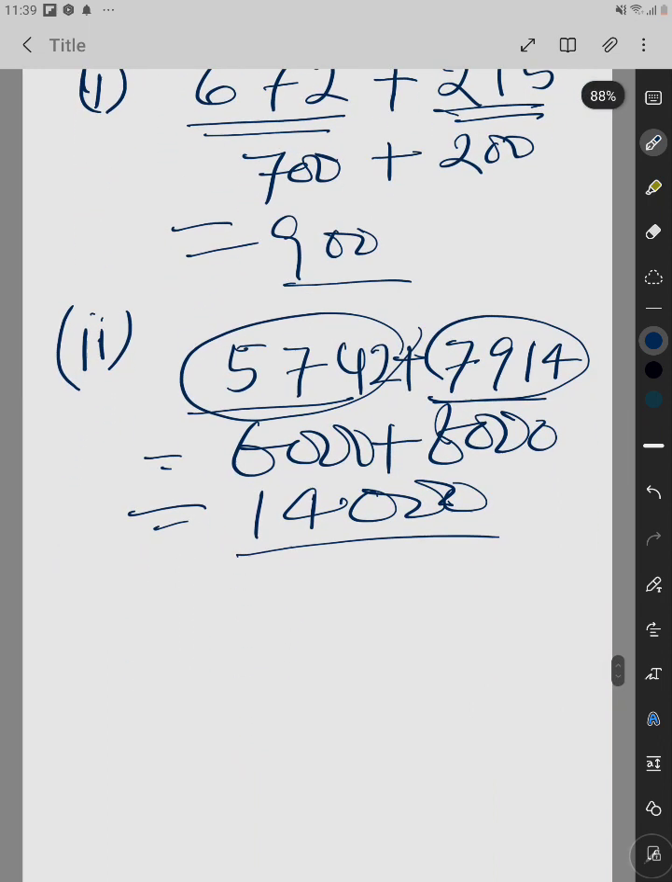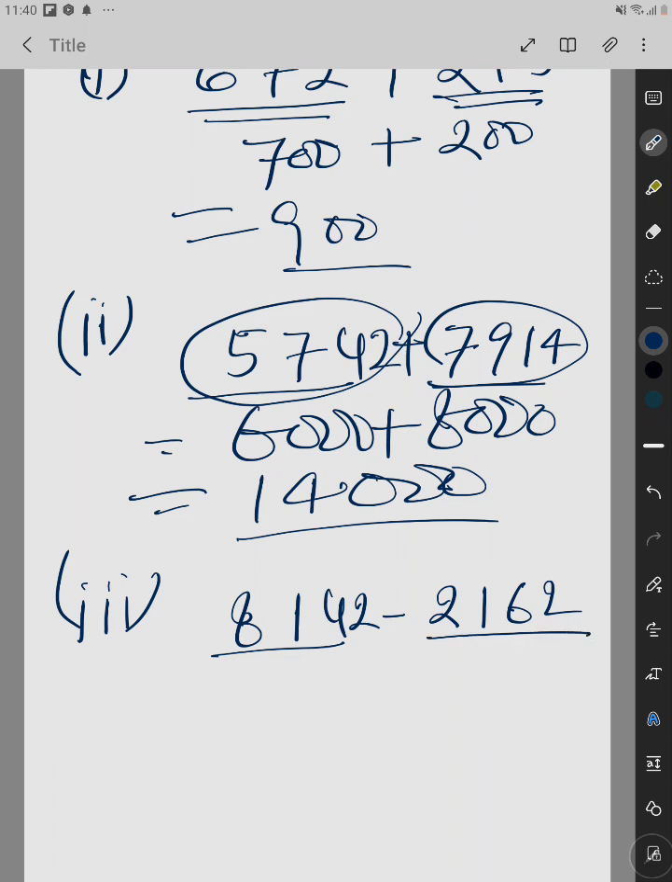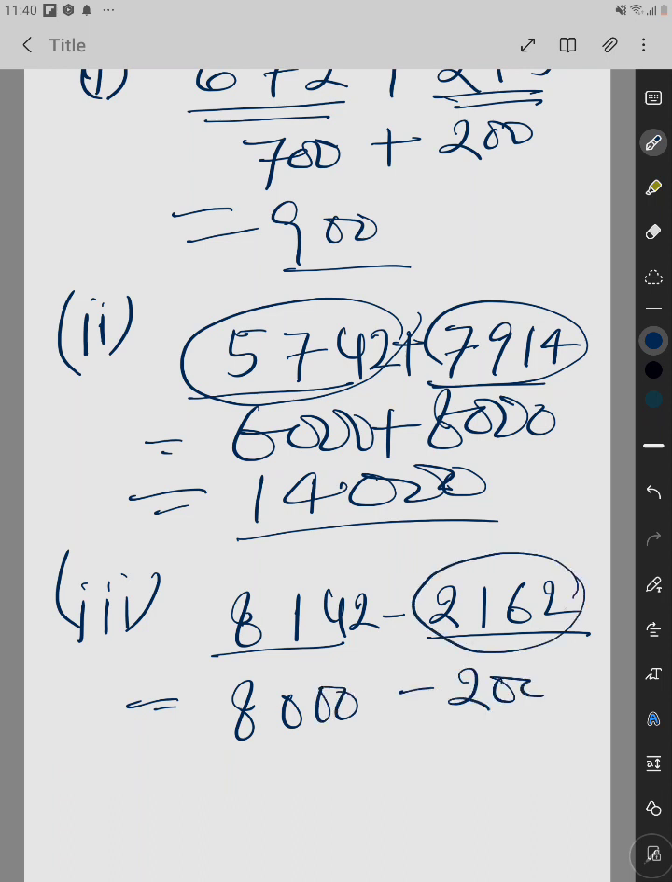Now let's take 4-digit subtraction also. Let's take, for example, 8142 minus 2162. We'll round this and this to the nearest thousand. This will be rounded to 8000. And if this is rounded to the nearest thousand, it will be 2000. So what will be the answer? It will be 6000. Okay, so this is the answer.